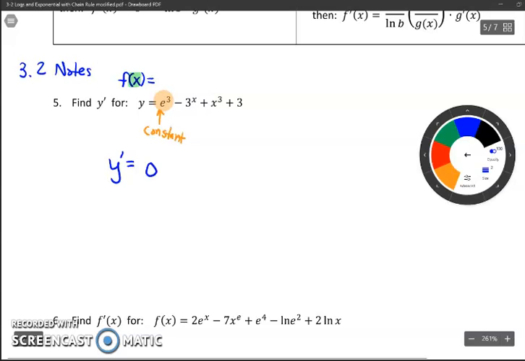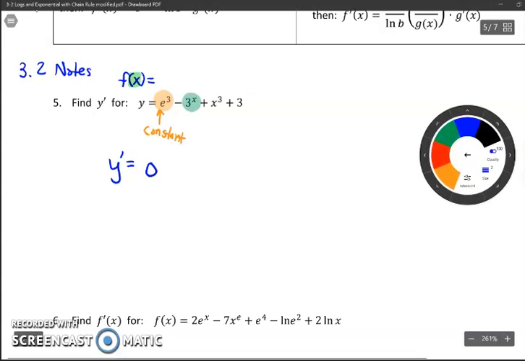E to the third is just some decimal number. You can find that on your calculator. You have an e button, you have an exponent button, you have a 3 button. Just some decimal. It's constant. It's not pretty, but it's constant. So the derivative is 0. Derivatives are rates of change. Constants don't change. The derivative is 0. Okay, now let's look at this next term.